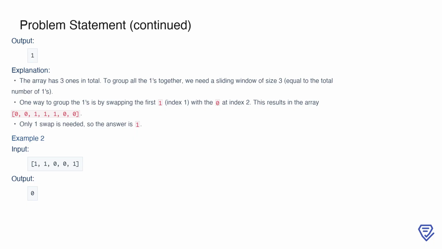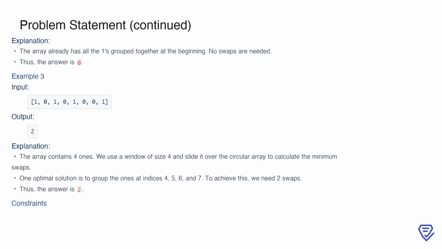This example highlights the use of sliding windows and the importance of identifying the optimal way to group the ones with minimal swaps. Now, consider the second example where the input array is 1, 1, 0, 0, 1. In this case, all the ones are already grouped together, because the array is circular. Since no swaps are needed to achieve the grouping, the output here is simply 0.